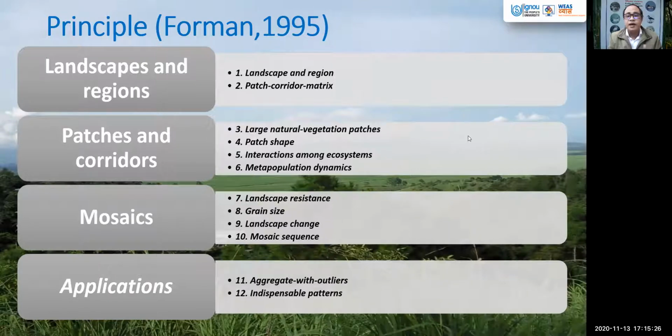Then there is interaction among ecosystems. In a foothill area, sometimes you will find a river with agricultural activities, then hills. In some areas you will find a large lake ecosystem surrounded by settlement or agricultural fields. Then metapopulation dynamics: in that particular landscape you will also find different populations of species. Then mosaics. The name also reflects the landscape resistance. Small patches. So in this way, you will find different principles.